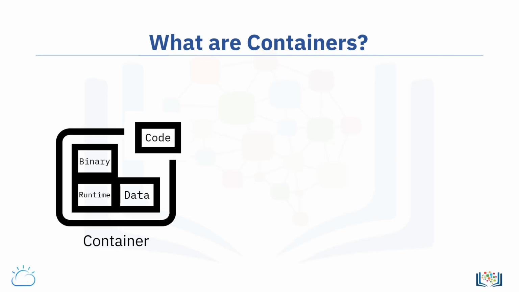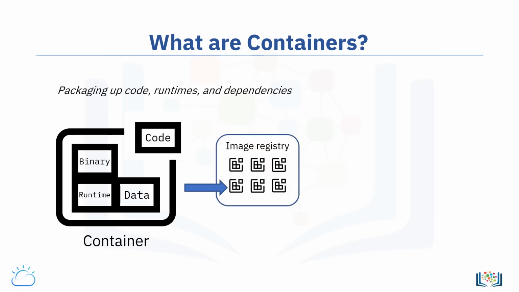What exactly are containers? A container can be thought of packaging up your application's source code, dependencies like runtimes, binaries, libraries, and data. A packaged up container is called an image. Images are stored in what is called a registry. You'll see terms like images, image registry a lot when talking about containers.